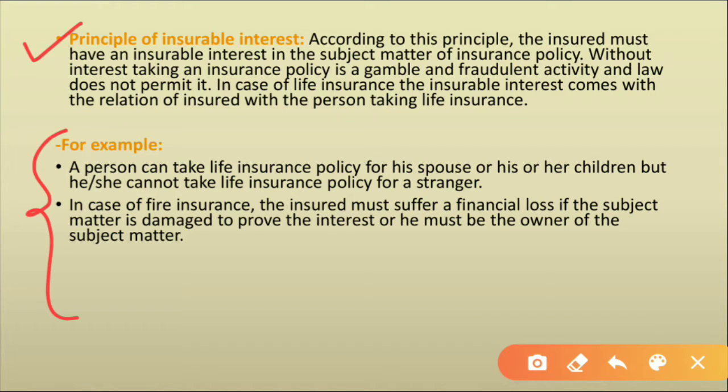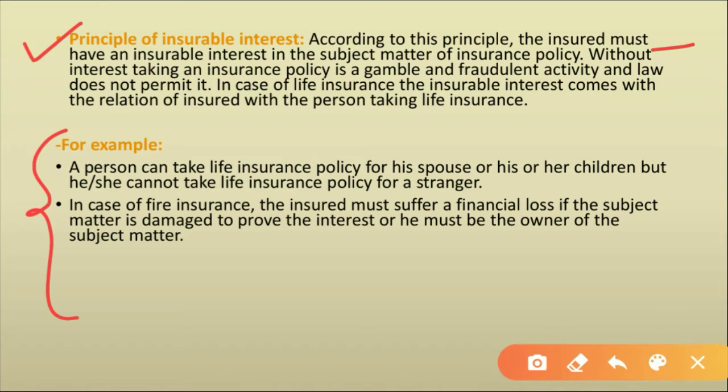Without interest, taking an insurance policy is a gamble and a fraudulent activity, and law does not permit it. In case of life insurance, the insurable interest comes with the relation of insured with the person taking life insurance. See students, see the example, you will understand the meaning also.